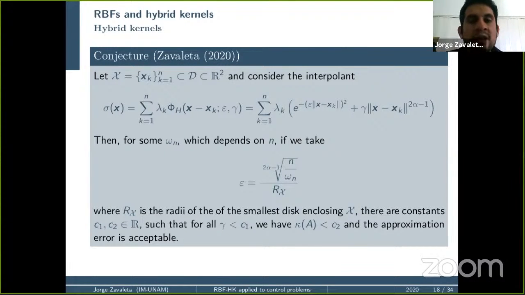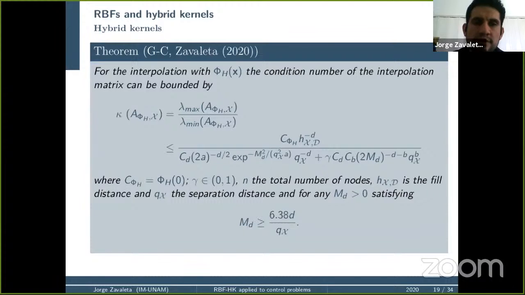For example, we want to extend this result to, well, first I need to prove it. I haven't been able to prove it up to now, but it gives me some way to choose the parameters to have good numerical results, but I need to prove it theoretically, and also to extend it to higher dimensions. But also we were working on results in general.